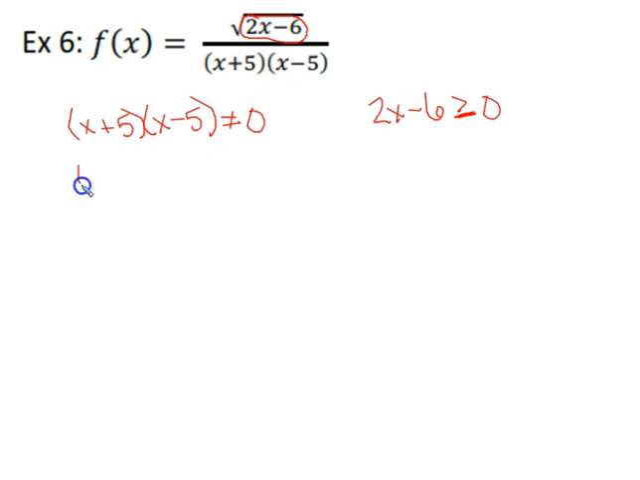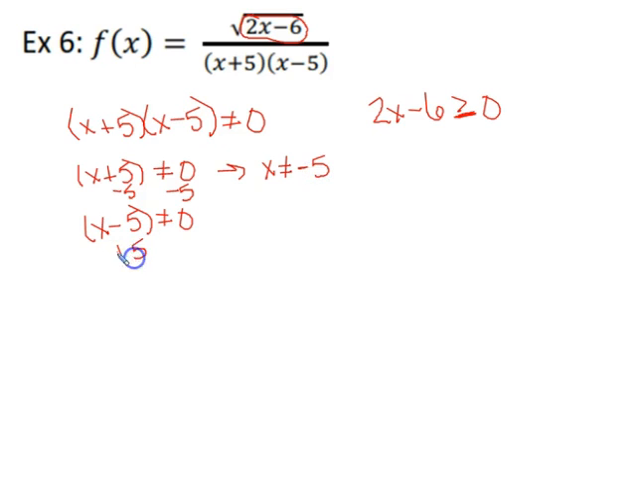So if we look at the left side, we either have our first quantity that doesn't equal 0, or we have our second quantity that doesn't equal 0. If we were to solve the first one by subtracting 5, we would have an x value that cannot equal -5. And if we were to solve the second one, we would get an x value that cannot equal +5. Okay, so here are two restrictions on our domain. We have two numbers that x cannot be, but we still have this other piece to help us out.